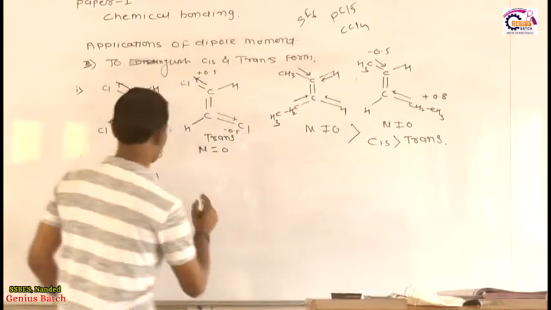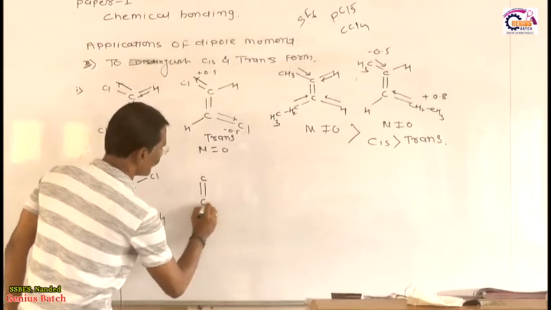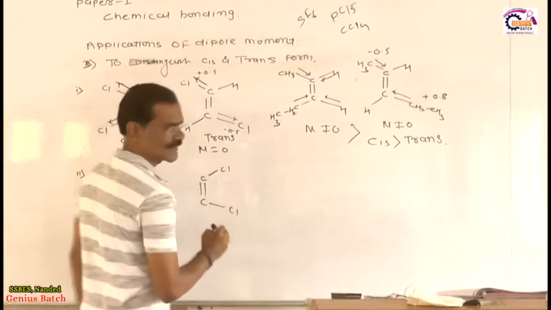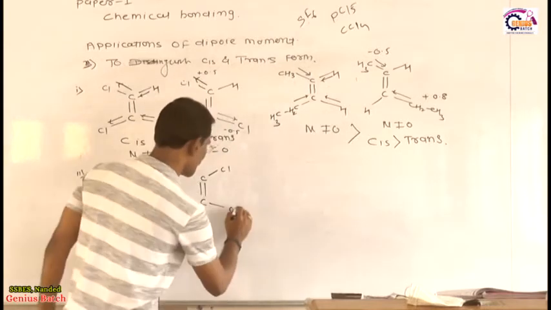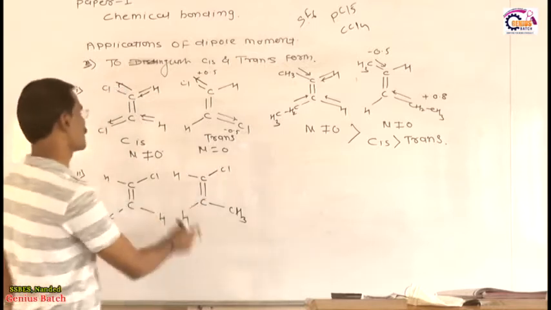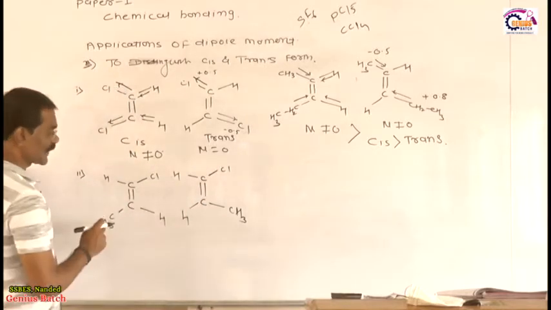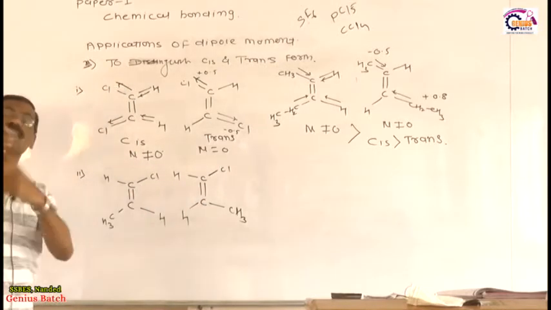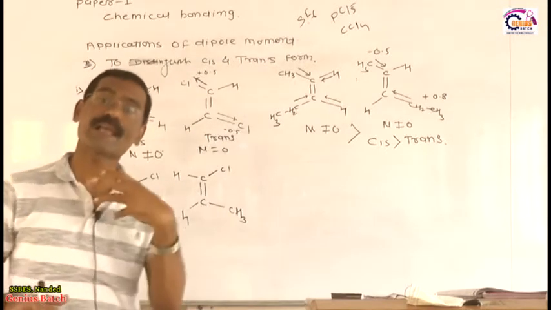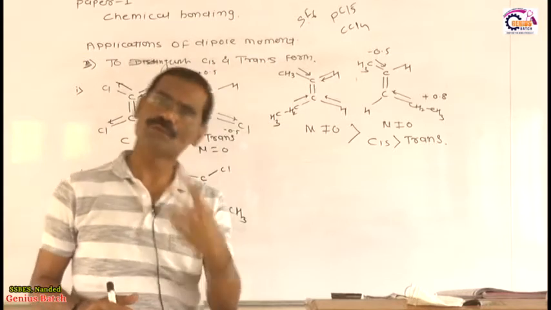And suppose for example you see C double bond C. Listen very carefully. This is Cl, this is Cl. Sorry, this is CH3, and this is H. This is the cis molecule. Now, if two groups have opposite inductive effect. Opposite inductive effect means what? You write down which words I am using here. This is very important to you.